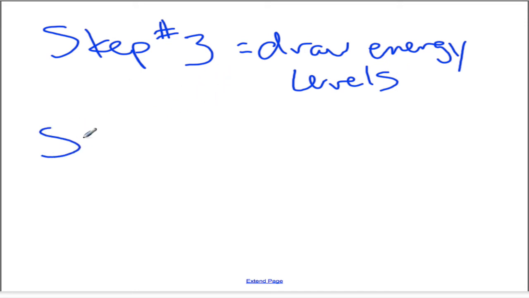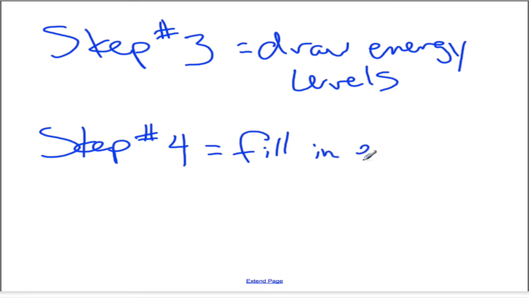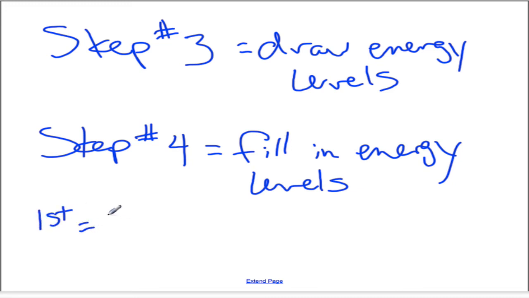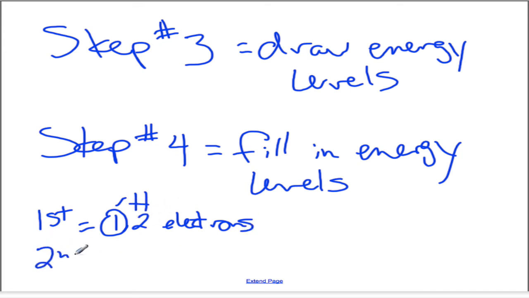And then the final step, step number 4, you need to fill in those energy levels. And this one can be a little bit tricky because each energy level holds a specific amount. So the first energy level is going to hold either 1 or 2 electrons. Most of them, there's only one element that holds only 1 electron in that first energy level, and that's hydrogen. All the other ones are going to have 2. The second energy level is going to hold 1 through 8 electrons.